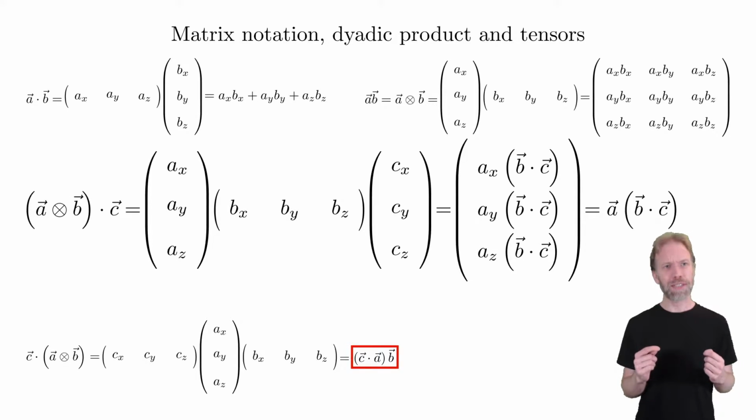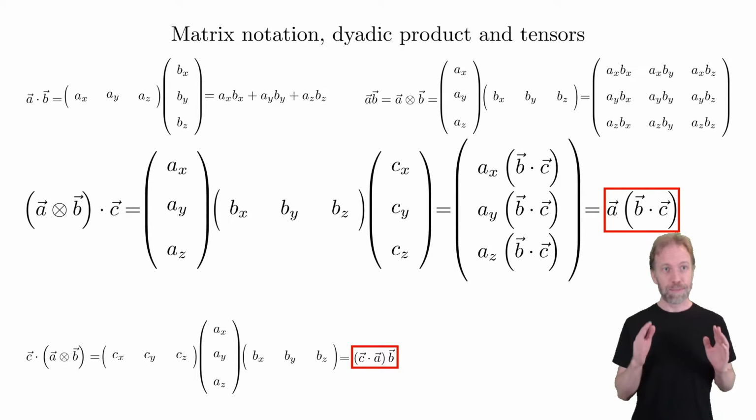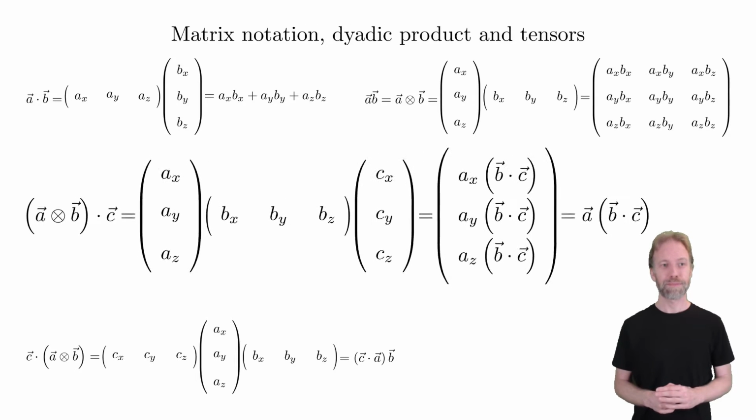I want you to note that the result is different from when we had the vector c on the left of the matrix. This means that the dot product with the tensor rank 2 is not commutative. It matters on which side of the matrix we put the vector, unless the matrix is symmetric, which would actually give the same value in both cases.